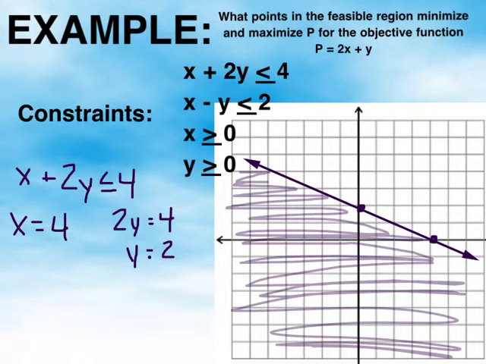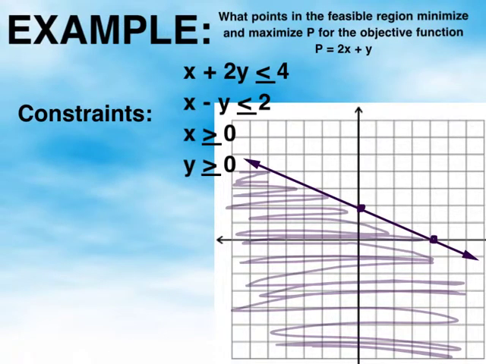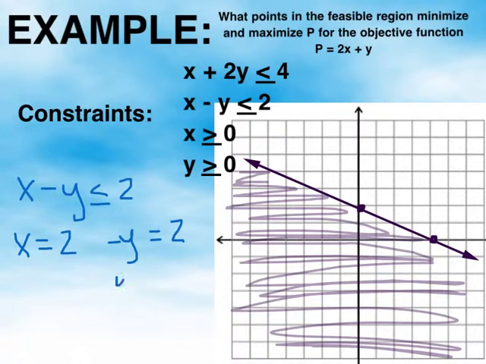Our next one is x minus y is less than 2. So if we want to find our x, we make y 0, x equals 2. And if we want to find our y, we make x 0, negative y equals 2. So y equals negative 2. We'll plot those 2 points at 2 and negative 2 at y. And then we'll draw our line through.